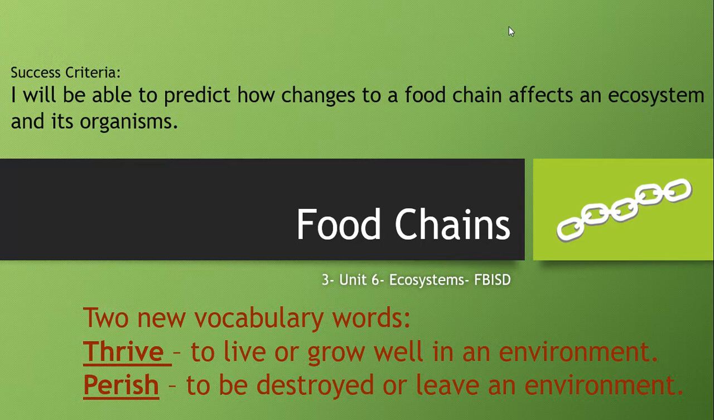Let's look at our success criteria. I will be able to predict how changes to a food chain affect an ecosystem and its organisms. We have two new vocabulary words: thrive, to live or grow well in an environment; perish, to be destroyed or leave an environment.